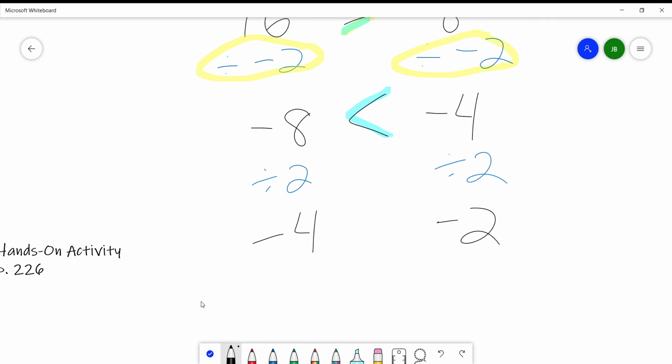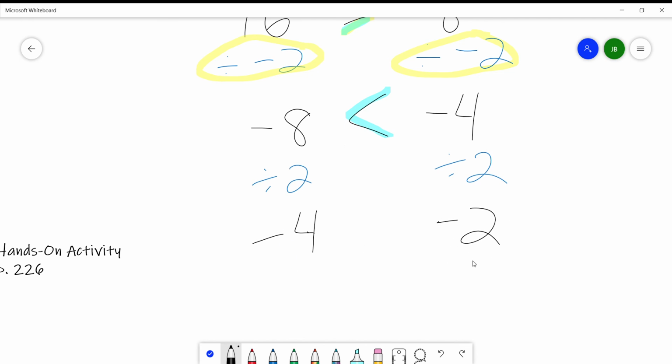So it doesn't change the sign of our divisor. I guess our numerator or whatever we want to call that thing, our quotient is still negative. We divided by a positive, it doesn't change the sign. Our quotient is -4, our quotient over here is -2.